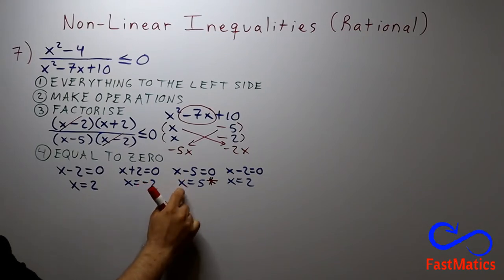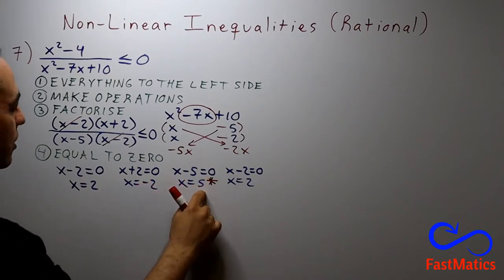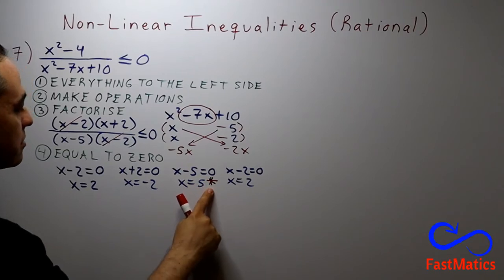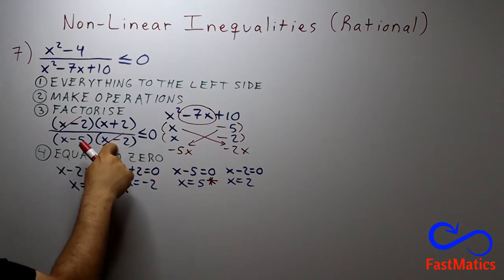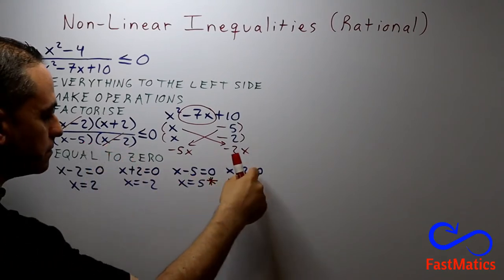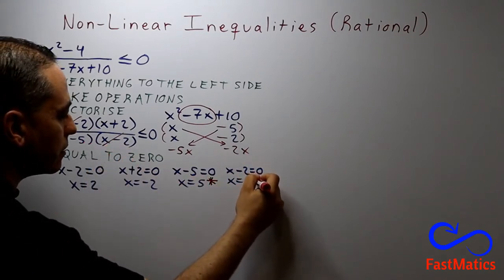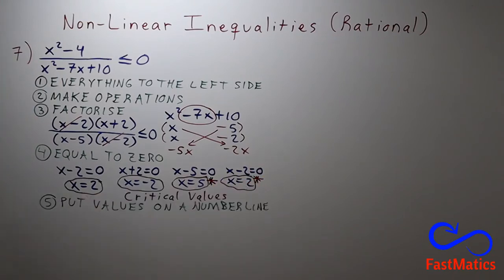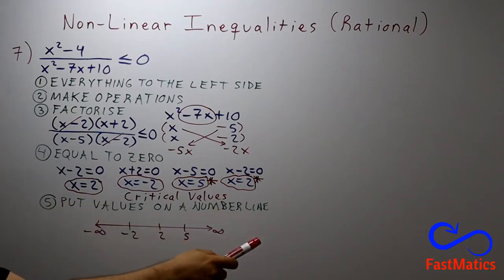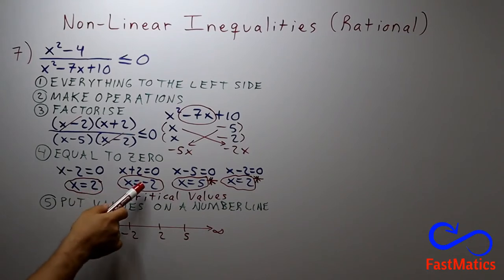So x is equal to 5. Pay attention because in the answer you cannot put brackets. And here x minus 2, another mark, because you cannot have brackets in the answer. Next step, put values on a number line. So here you have the number line with negative 2, after that positive 2, and after that positive 5.